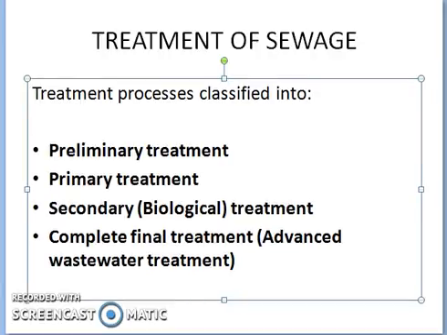Sewage can be treated in different ways, and generally the treatment processes can be classified into the preliminary treatment, primary treatment, the secondary or biological treatment, and the complete final treatment or the advanced wastewater treatment.